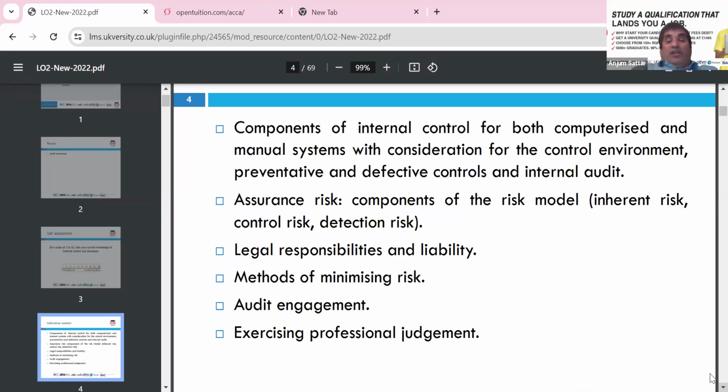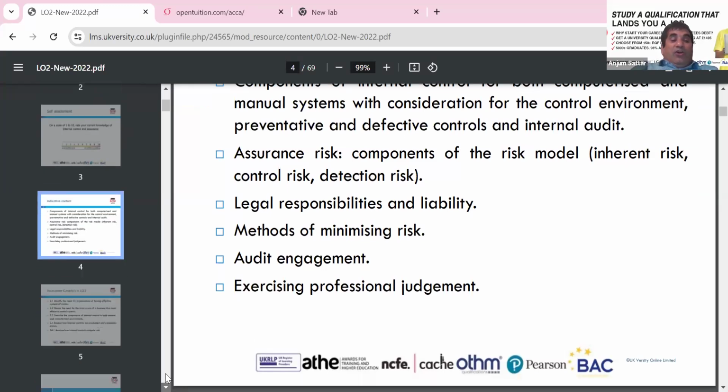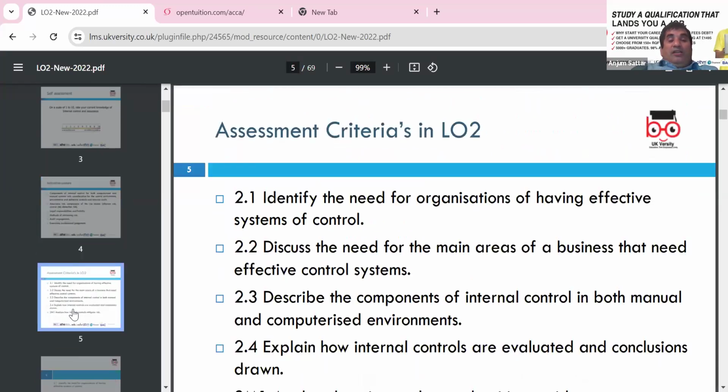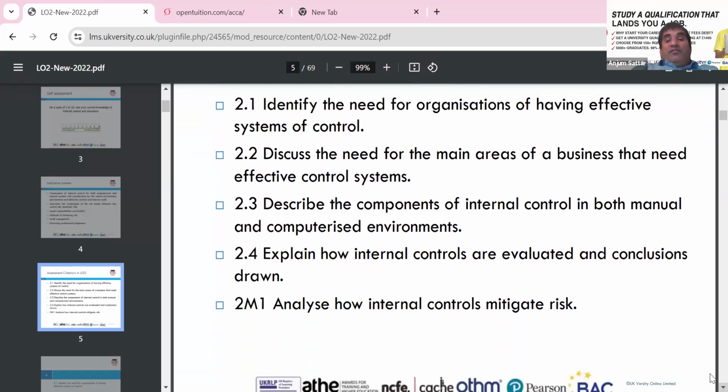We'll also discuss audit engagement and exercising professional judgment. Our discussion will cover these key indicative contents. Under LO2, learning outcome 2, the assessment criteria is to identify the needs of organizations for effective control. We discuss the main areas of the business that need to be effectively controlled. We can look at the voting system, the payroll, and different functions of the organization where we need internal control more than others.